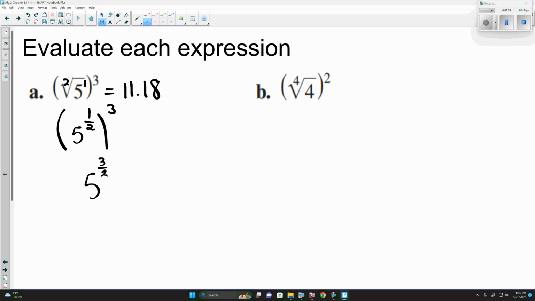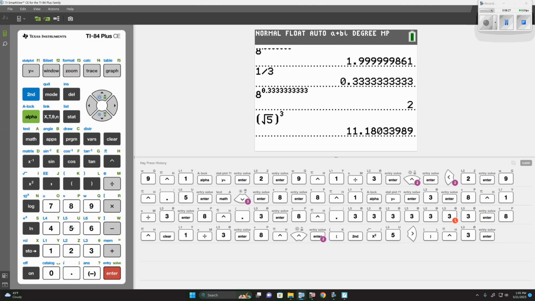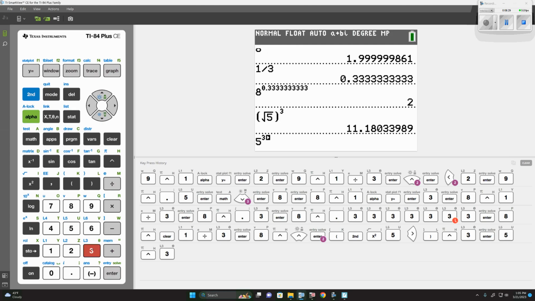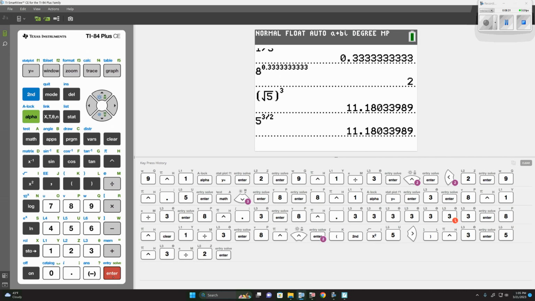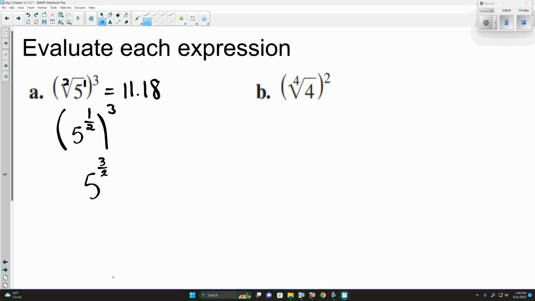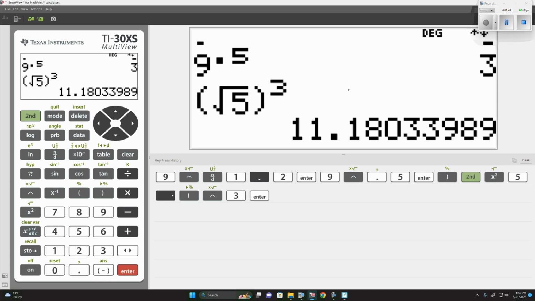3/2. And if we type this into the calculator, 5 to the 3 divided by 2, 3/2, we get the same thing. So 5 to the 3/2 and the square root of 5 cubed are the exact same thing. Now we can look at the next one, the 4th root of 4 squared.